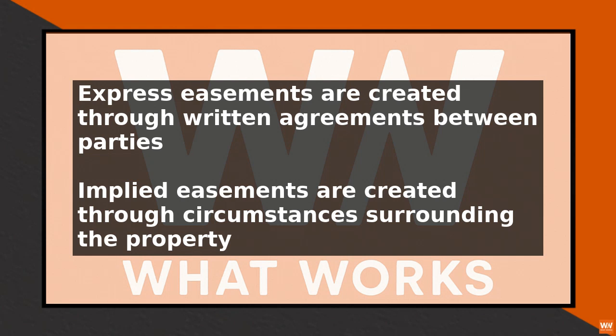If a property owner wants to block an easement on their property, they must first determine the type of easement in question. If the easement is an express easement, the property owner may be able to terminate the agreement by providing written notice to the party holding the easement. However, this may require the property owner to pay compensation to the party holding the easement.